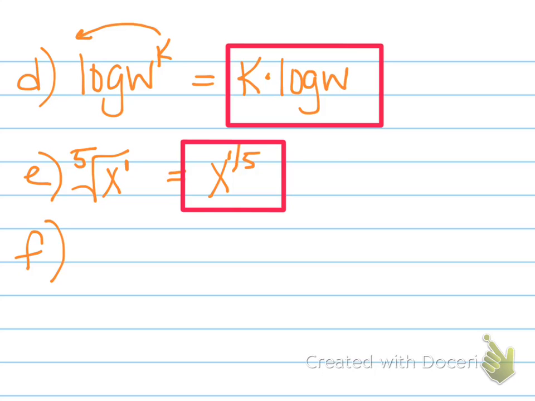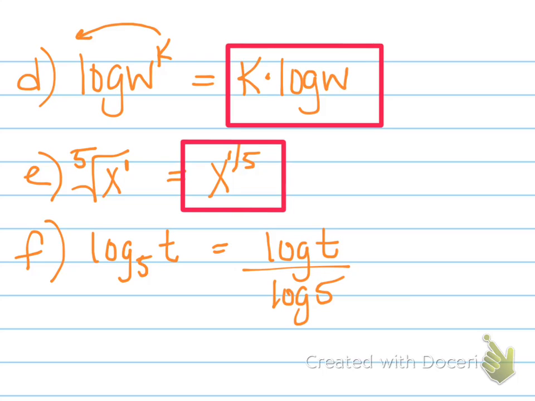F, log base 5 of t. Here we have our change of base property. So our base is 5. We can't use 5. We have to have 10. So we change this to log of t divided by log 5. And there we have number 2.